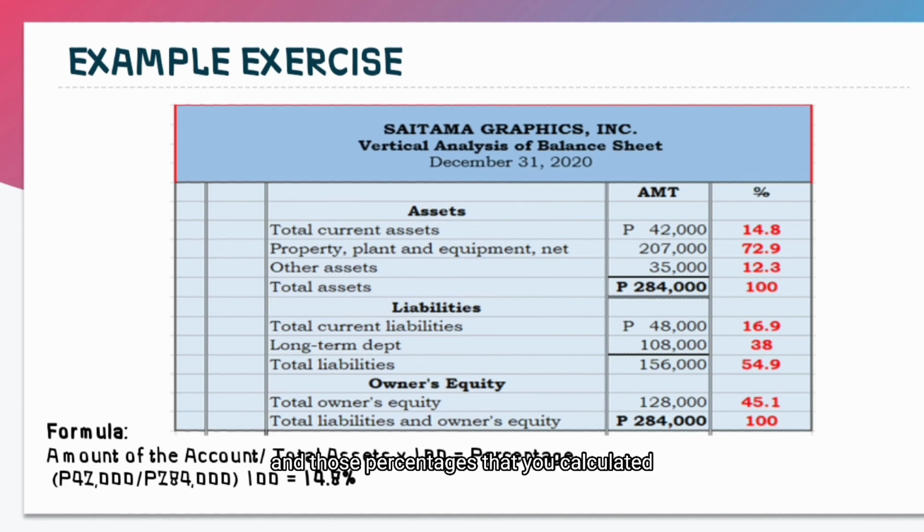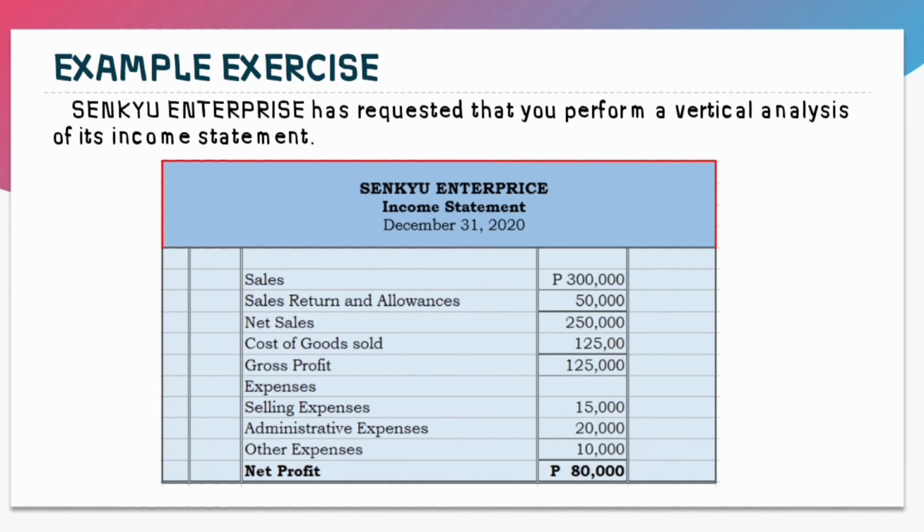Those percentages that you calculated should add up to 100%. And we are going to do the same way for liabilities and owner's equity. So we're going to proceed to another example. This time it is for the income statement. So here is the data.